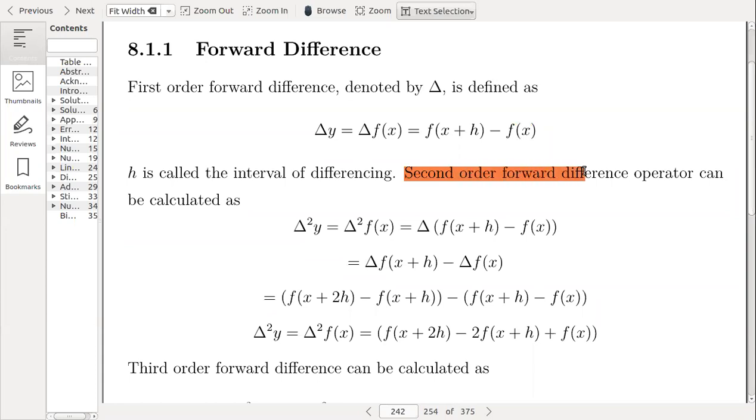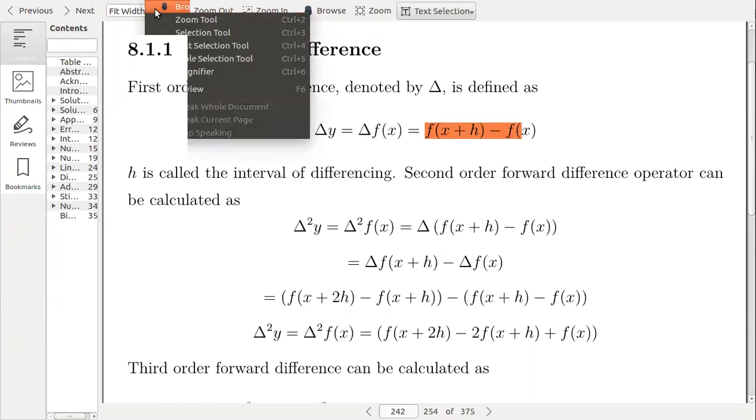The second order forward difference operator can be calculated as follows. To calculate it, you can apply delta here, delta on f of x plus h minus f of x, as you see here. Then we can write it as delta f of x plus h minus delta f of x. And if you go back to this definition, delta f of x can be written as f of x plus h minus f of x.